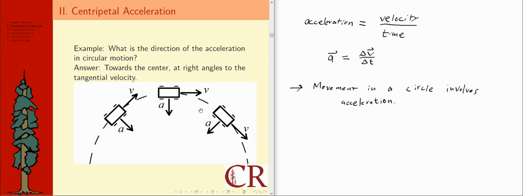So if somebody said, oh, is this constant acceleration in circular motion? It's constant magnitude, but not constant direction, because that is continuously adjusting as the circular motion progresses.